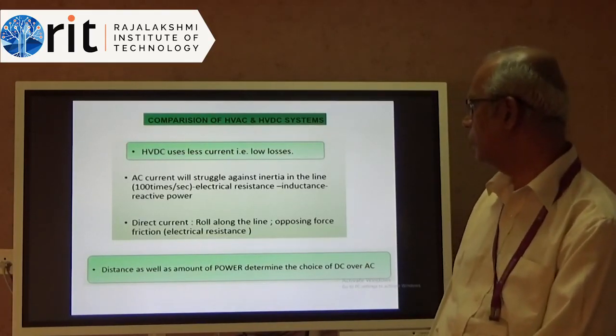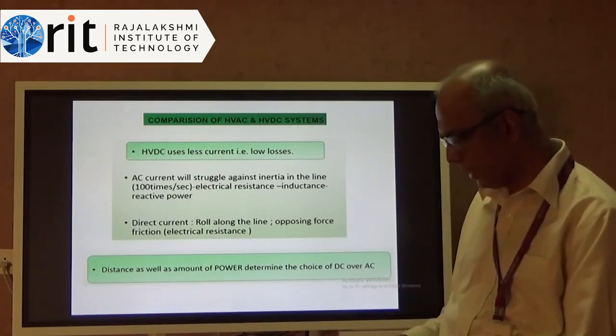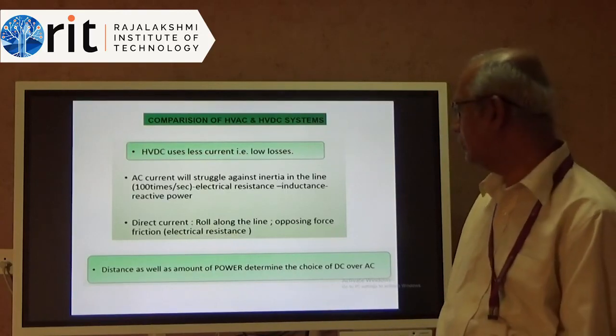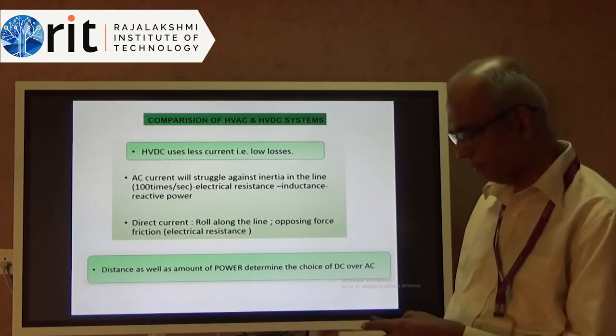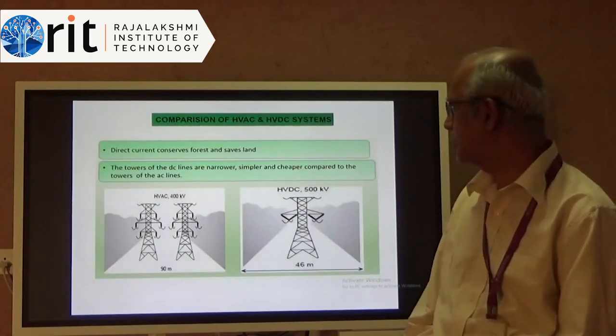So we say HVDC uses less current, it has low loss, and because it is DC, we have no issue about reactances, inductive reactance or capacitive reactance. So basically we can imagine that it is as though somebody is running on that line without any obstruction, whereas in AC transmission, there is a lot of obstruction on the line by way of reactances.